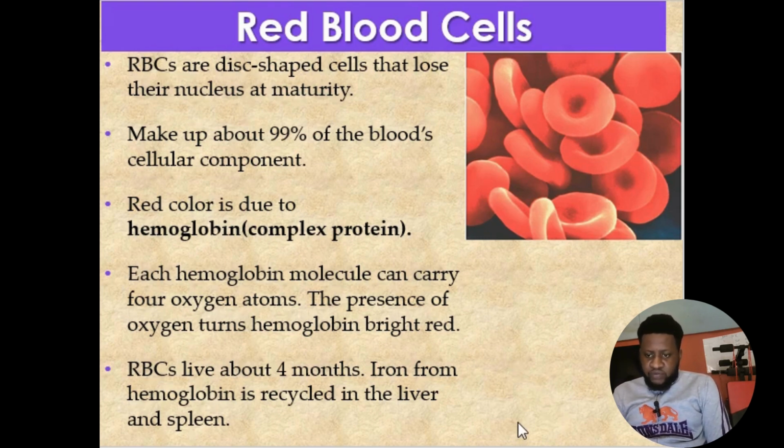So to recap some of the components: they are disc shaped, they lack a nucleus, they have a heme group that helps them attract oxygen, they have a lifespan of about 4 months, and in the whole blood they make up the highest percentage. Okay, so that's for red blood cell. Moving on to white blood cell.